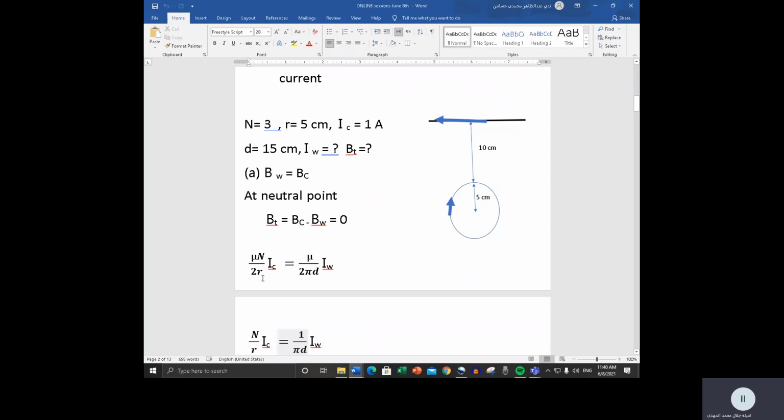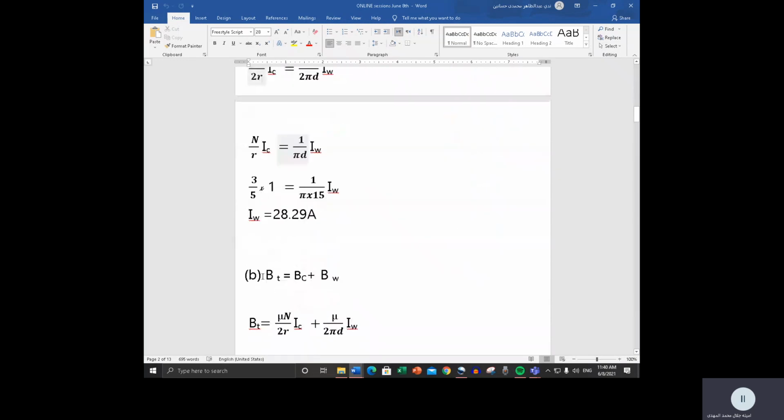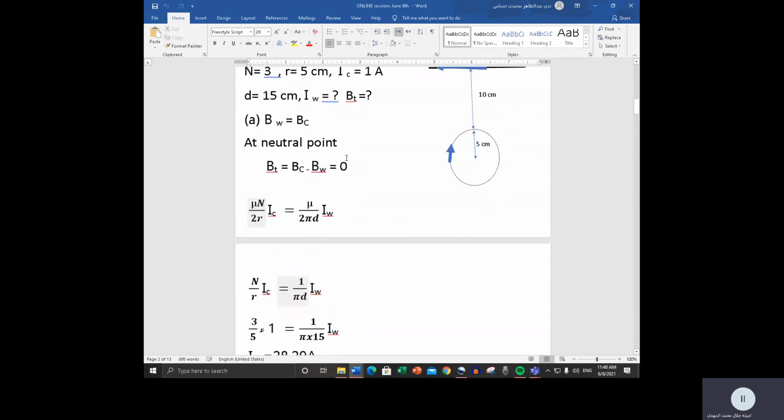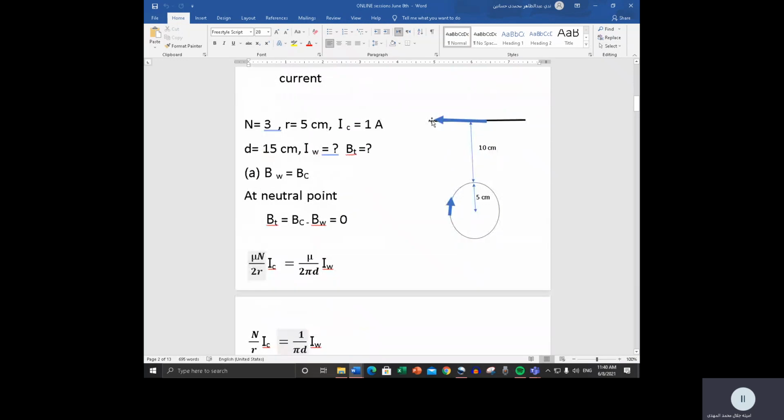when I reverse the direction here, look, this is from right to left. If I reverse the direction, instead of the current turning clockwise, it will be counterclockwise. Now, when the current is rotating counterclockwise, in this case, the two currents, the one passing in the wire and the one passing in the coil, are in the same direction.